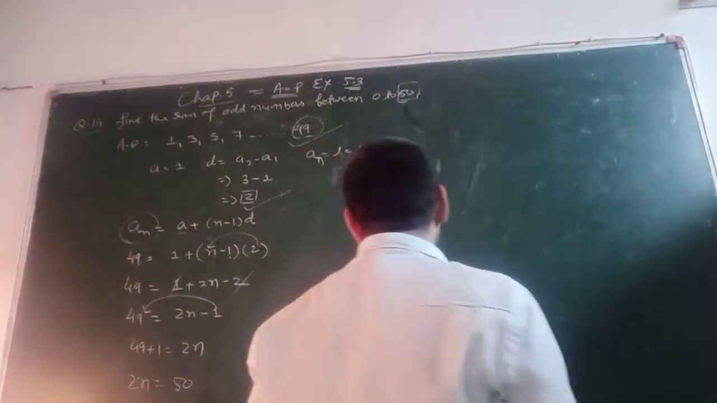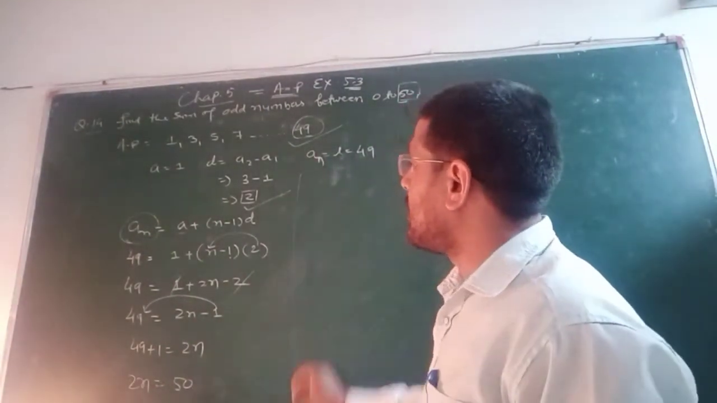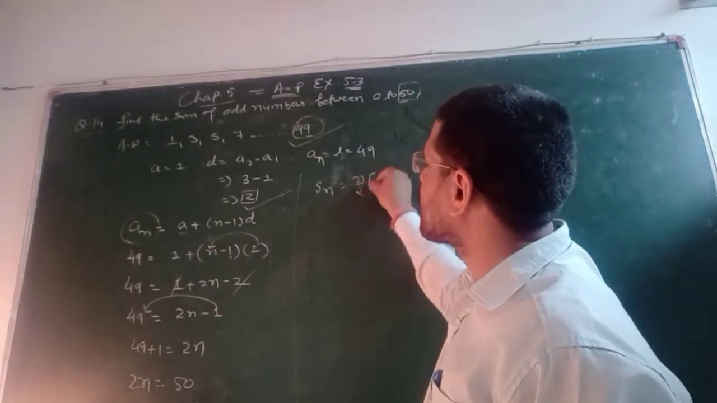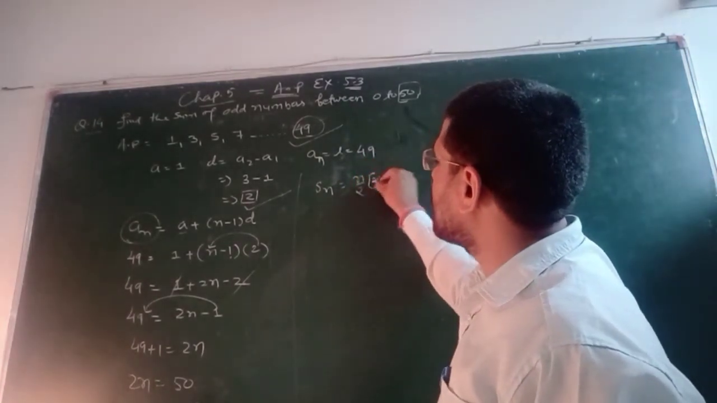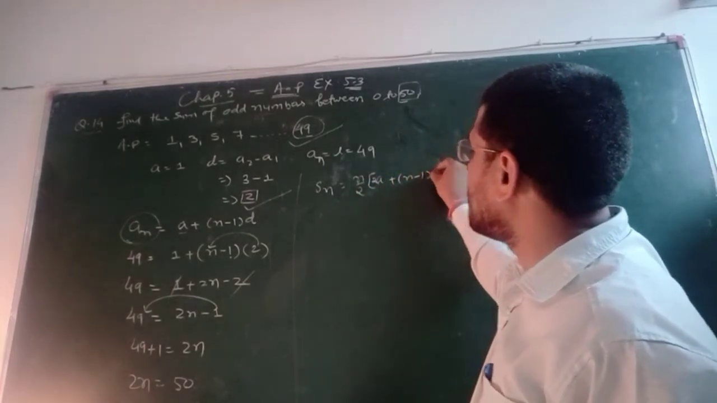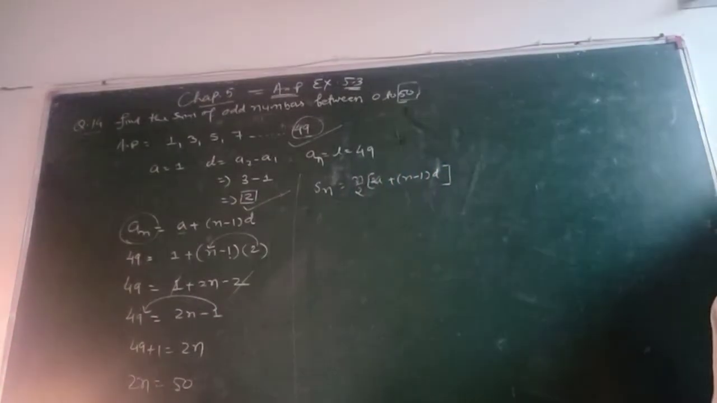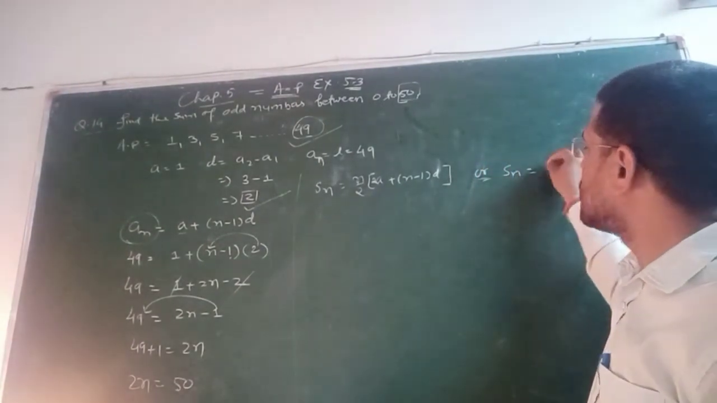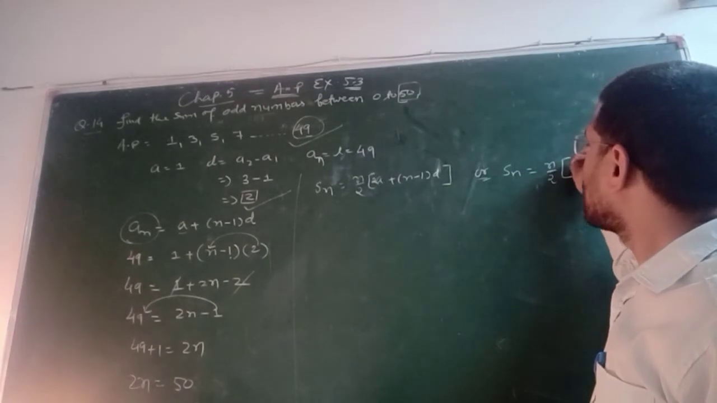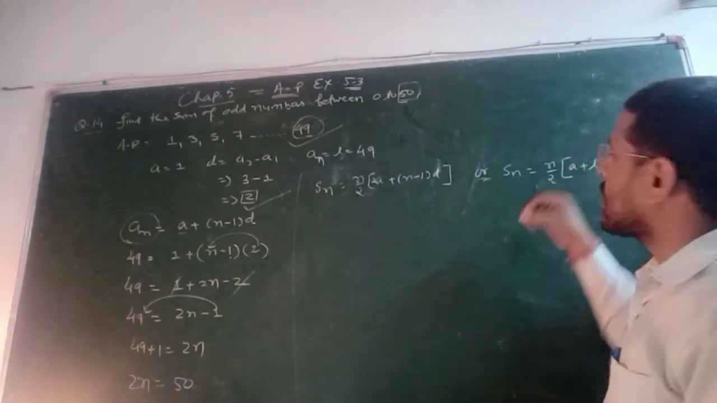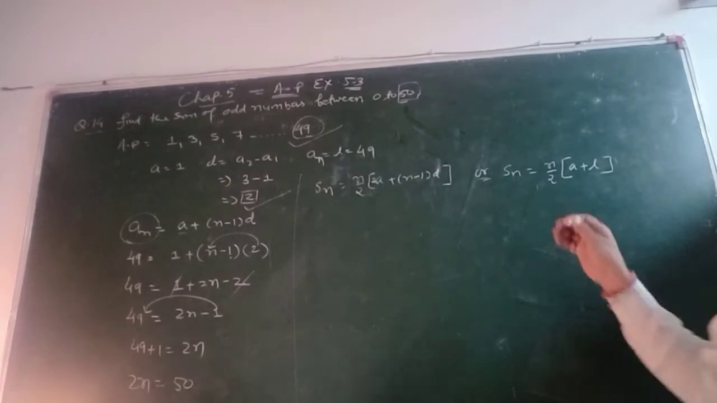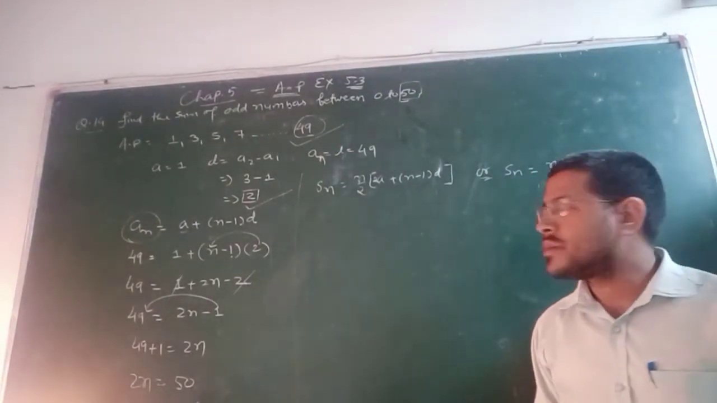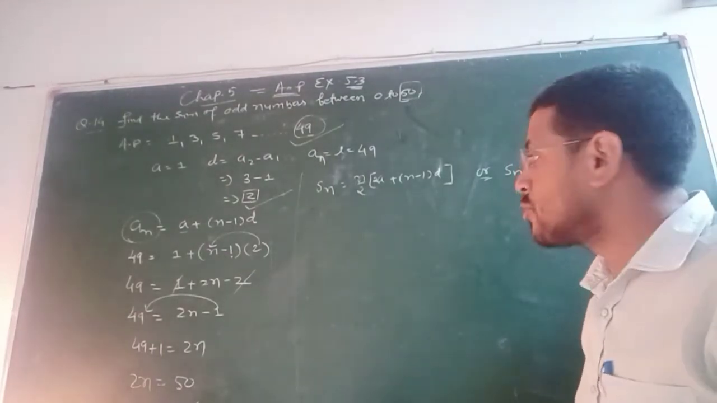But what have they demanded? They demanded to calculate Sn. Sn is equal to n upon 2 times (2a plus (n minus 1)d). Another formula can also be used: Sn is equal to n upon 2 times (a plus l), where l can be put in. By calculating with this method or that method, you will find the same answer. Let's try to solve this question by both methods.